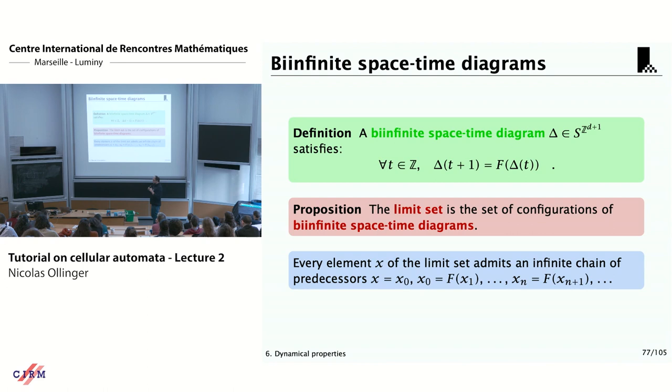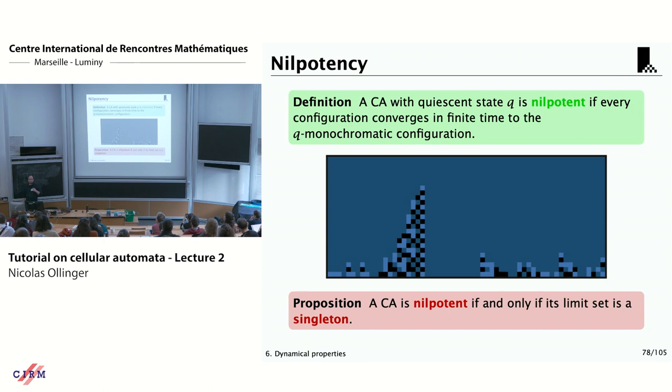So what can you have as a limit set? Maybe the simplest limit set, as it's non-empty, would be a singleton. So what is a bi-infinite space-time diagram when your limit set is a singleton? As you are invariant in space, and of course, in a bi-infinite space-time diagram, all the configurations are in the limit set, the only possibility, if you have a singleton, is for the bi-infinite space-time diagram to be filled with a single color. It's a bit boring, but people sell white paintings for a lot of money. It's just nilpotent when you have a singleton. It's the simplest possibility. And if you want a definition, if you have a quiescent state Q, a CA is nilpotent if every configuration converges after some finite time to the completely Q monochromatic configuration. And indeed, it's the same.